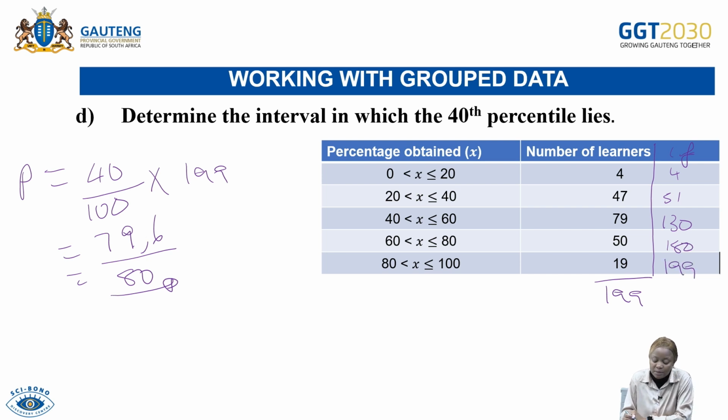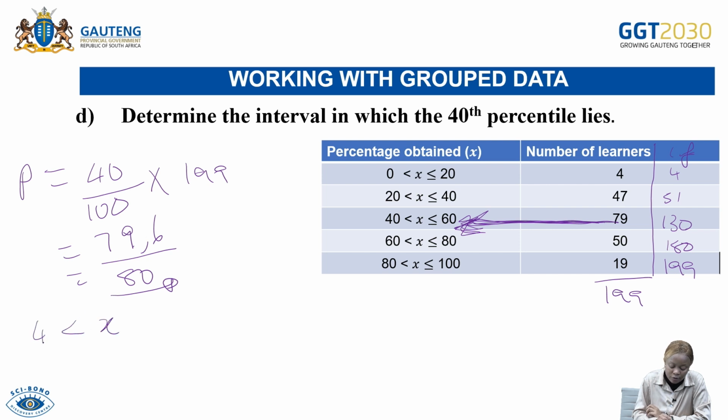So it means 40% of the data lies in the 40th percentile. So if I check, I've got 4, I've got 51, and then I've got 130. So where is my 40th percentile going to lie? It lies where x is greater than 40 and where x is less than or equal to 60. And then you get your full marks.